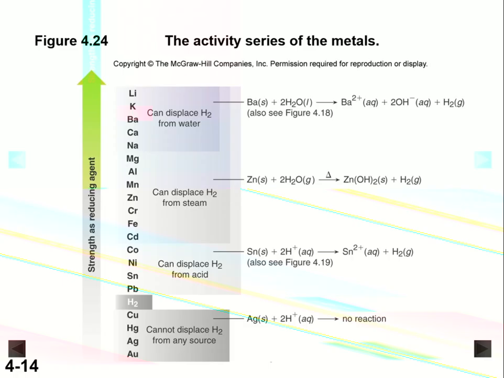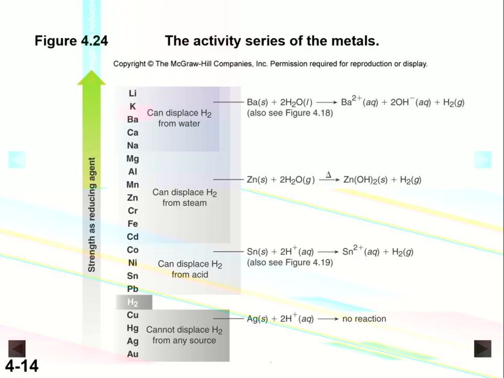Now this table here is one that you should print out because you will use this later on when we solve some problems. This is what's called the activity series. The activity series identifies how reactive a species is in a redox sense. So the elements at the top are the most reactive, and the elements at the bottom are the least reactive.